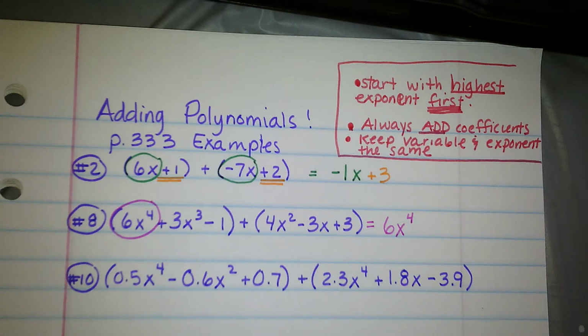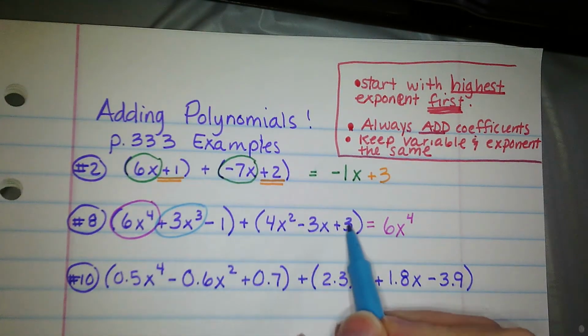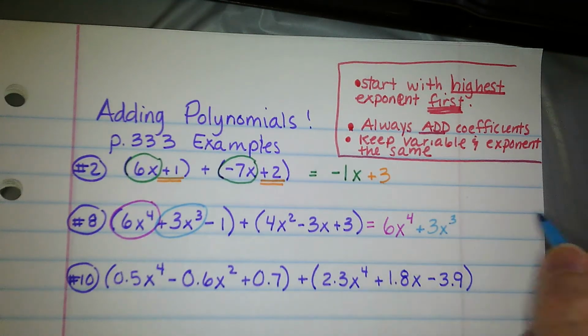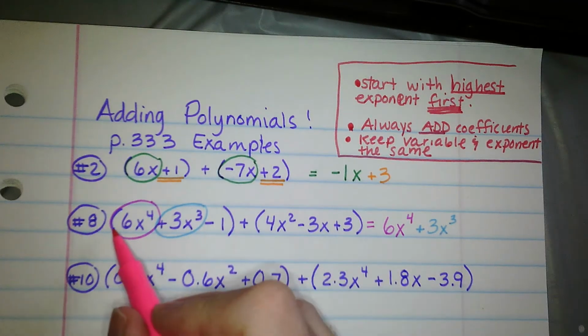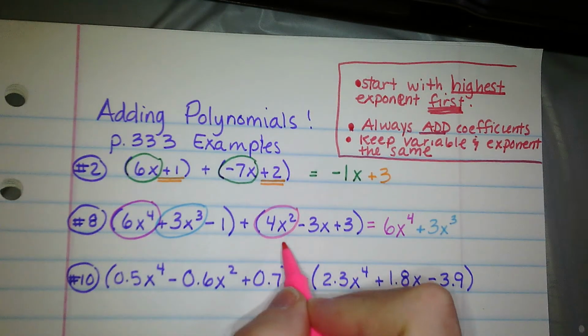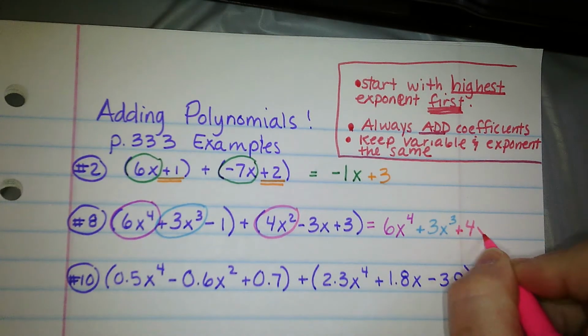The one down from x to the 4th is x to the 3rd. So I'm looking for x to the 3rds. And I see I've got an x to the 3rd here, and I've got no other x to the 3rd. So again, I'm just going to bring him over, like so. The next one that I have is x squared. So I'm going to look and see, do we have any x squareds? And yep, there's one, and it's a positive 4x squared. There's nothing to add to it, so I'm just going to bring over 4x squared.